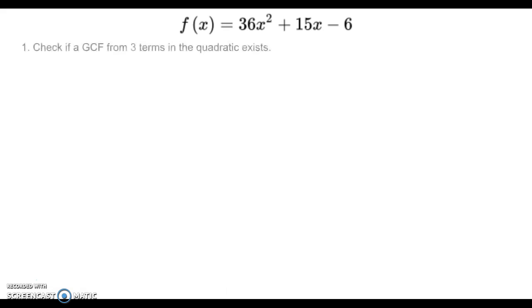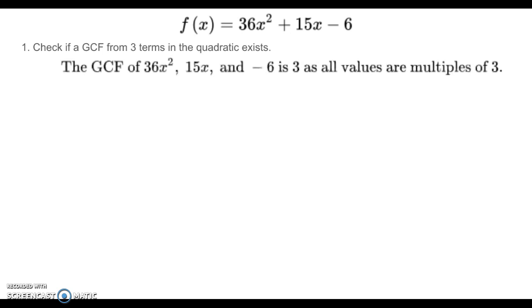Initially we want to see if there's a greatest common factor from these three terms. If you look at 36x squared, 15x, negative 6, there are some very common factors in all those numbers. They actually are all multiples of 3. Because not all terms have the variable x, we're not going to have any variable in our greatest common factor here. So we are left with just the greatest common factor 3 from only the values.